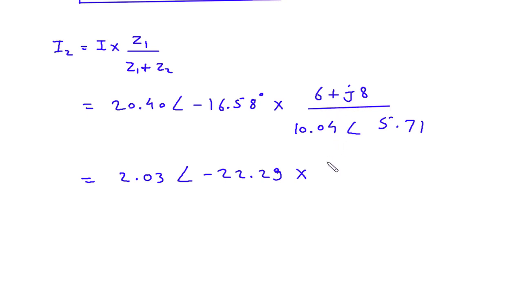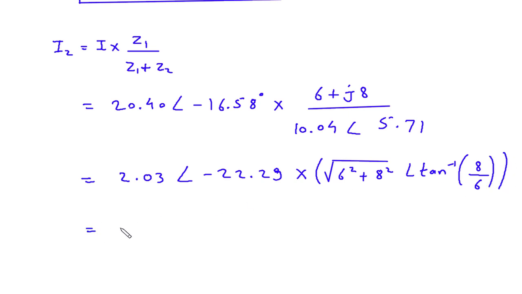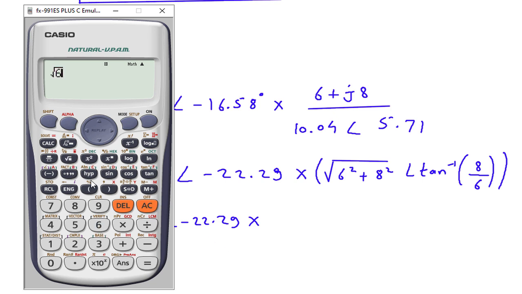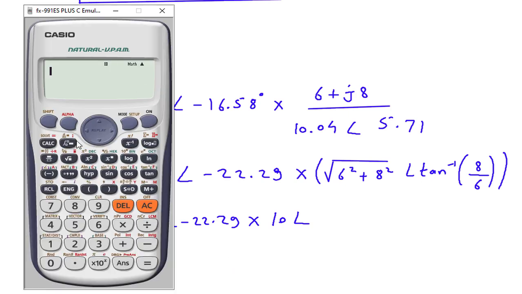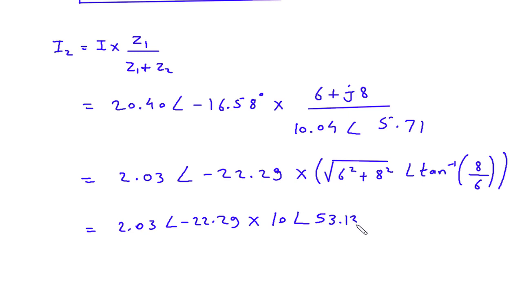Now again this is in rectangular form. So we have to convert this into its equivalent polar form. So it will be under root of 6 square plus 8 square at an angle of tan inverse of 8 by 6. So this will be 2.03 at an angle of minus 22.29 multiplied by under root of 6 square plus 8 square, so it is 10 at an angle of tan inverse of 8 by 6. So it is 53.13 degree.